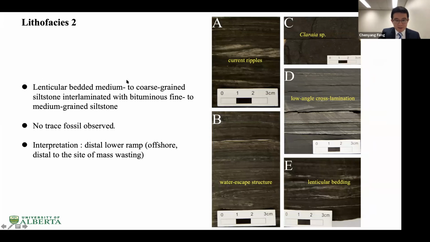In addition to the absence of trace fossils, there are no wave-generated structures in lithofacies 2 and 3. So it is interpreted that lithofacies 2 and 3 represent deposition below the storm wave base. However, lithofacies 2 has much thinner dolomitic calcareous siltstone units. So it is interpreted lithofacies 2 represents deposition from low density turbidity currents within the distal lower ramp, corresponding to offshore, but distal to the site of mass wasting.